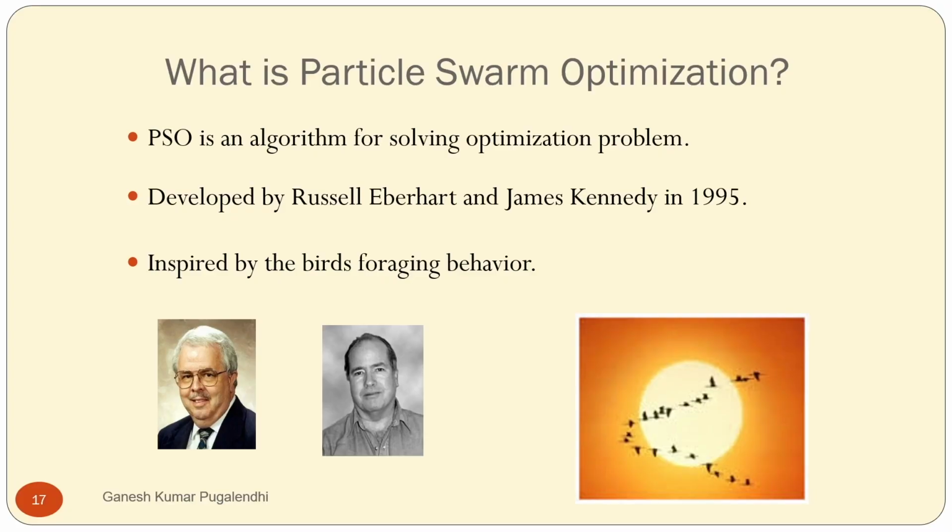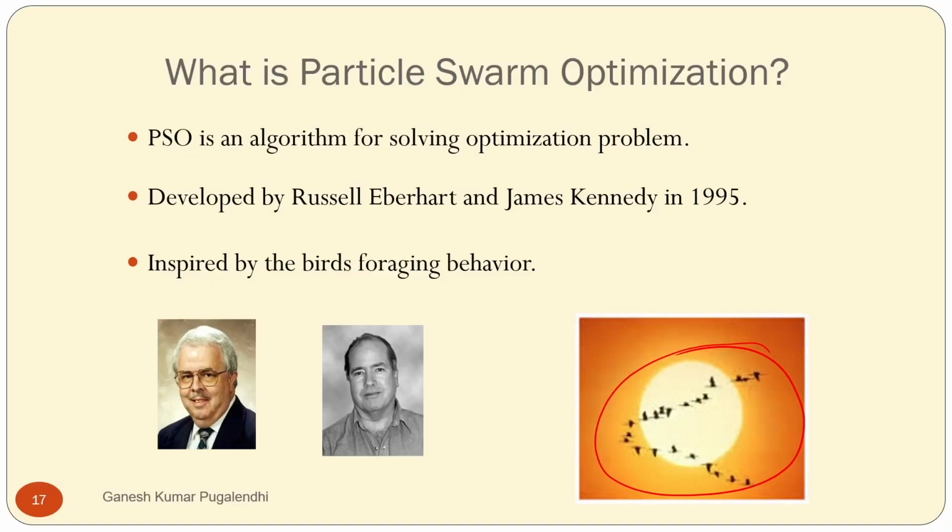So once again I will summarize what particle swarm optimization is. Simply, particle swarm optimization is an algorithm for solving optimization problems. Who developed it? Russell Eberhart and James Kennedy developed this algorithm in 1995. What is the inspiration? It's birds' foraging behavior, because in the early morning you could see birds flying together as a group. You may wonder why these birds are flying. The birds are flying to search for their food, and searching for food is nothing but foraging behavior.